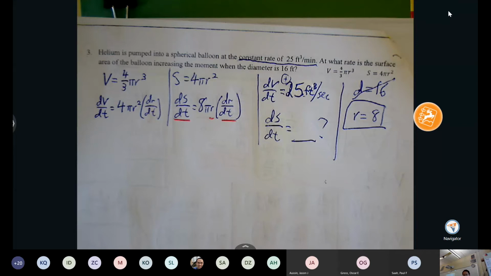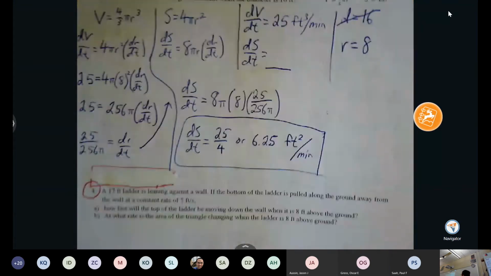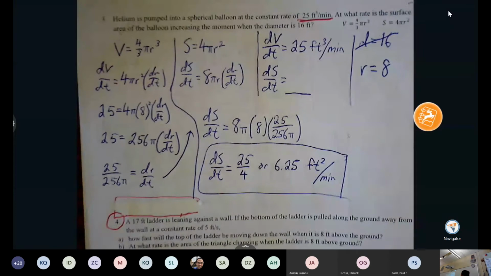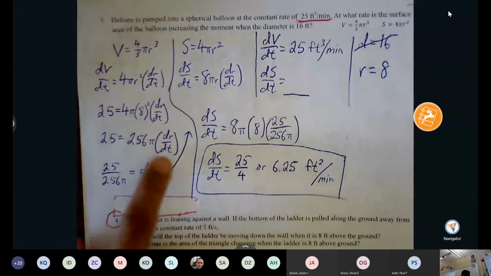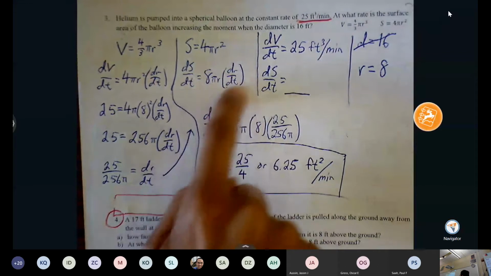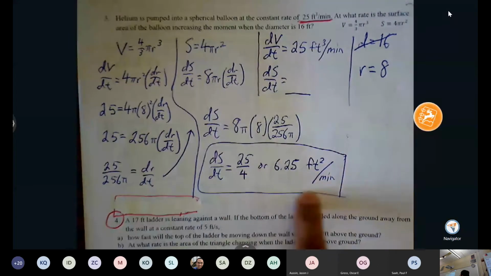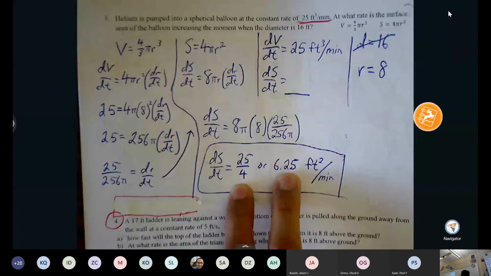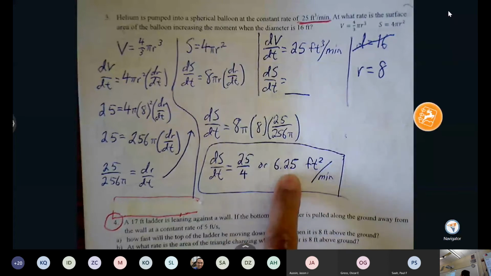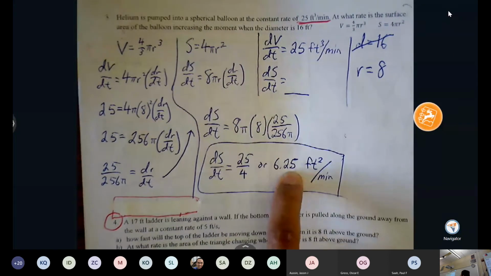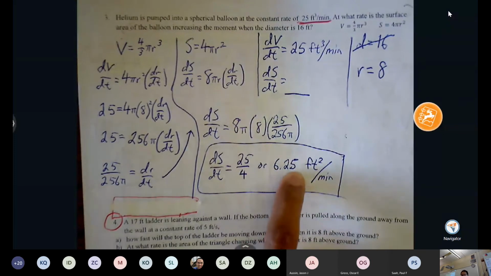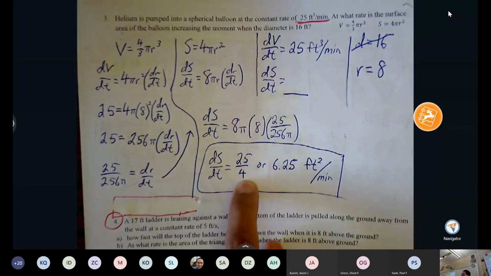What's our unit of measure? Feet squared per minute. Yeah. Surface area, right? Focus on that word area, square feet. Time component is minute. Good. So we use the dV/dt to help us get to dr/dt, and then finally we have dr/dt to plug in and solve for dS/dt. Either 25 over 4 or 6.25 is fine. Normally I prefer fractions, but if the decimal is exact, then you can do that. If it's a repeating decimal though, then go to your fraction.